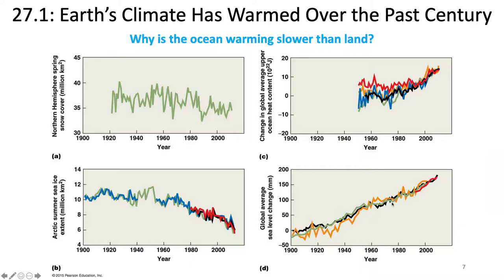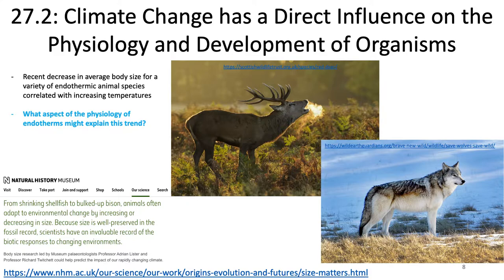So let's talk about how climate change is affecting the organisms that live on this planet. One way is that climate change has a direct influence on physiology and development of organisms. So there's been a recent decrease in average body size for a lot of endothermic animal species that is correlated with increasing temperatures. So think back to the animal adaptations lectures and some of the things we talked about with trade-offs and constraints in adaptation, and why endotherms, which regulate their body temperature, might be decreasing in average body size with increasing temperatures.